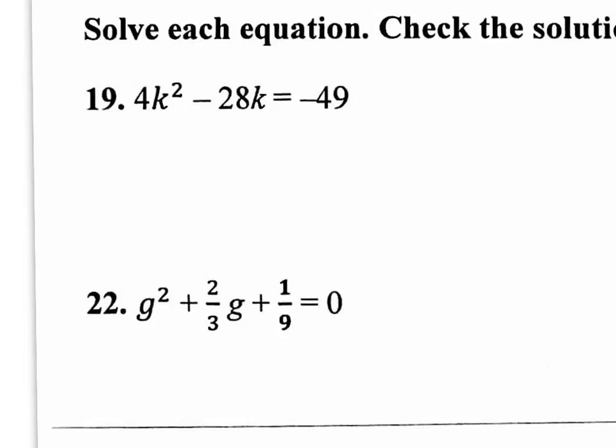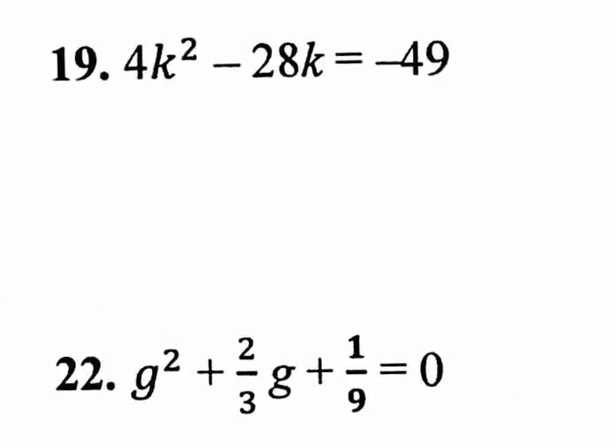So let's work on the second half of this worksheet where it actually says solve the equation. If we look at number 19, it says 4k squared minus 28k equals negative 49. So let's set it equal to 0 so we could have a quadratic trinomial that's equal to 0. Maybe we could factor, split, and solve using the zero product property.